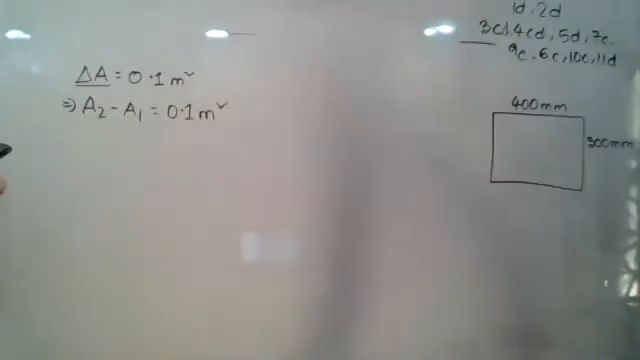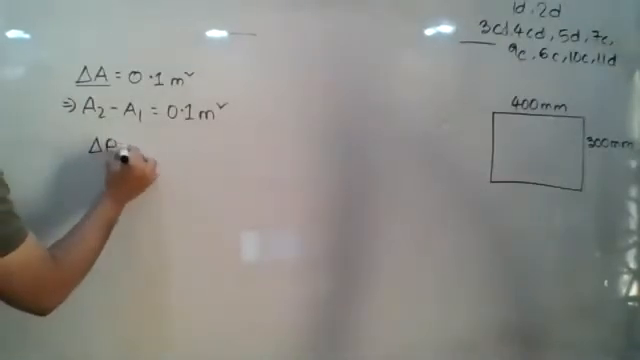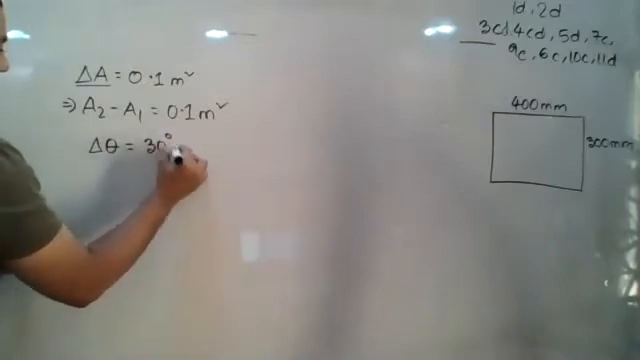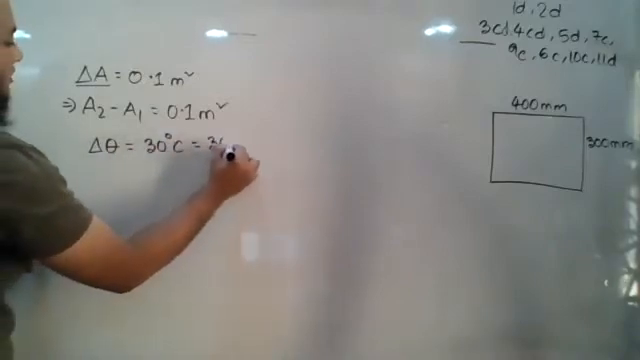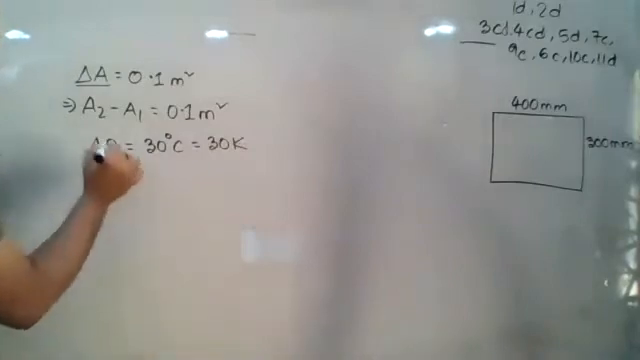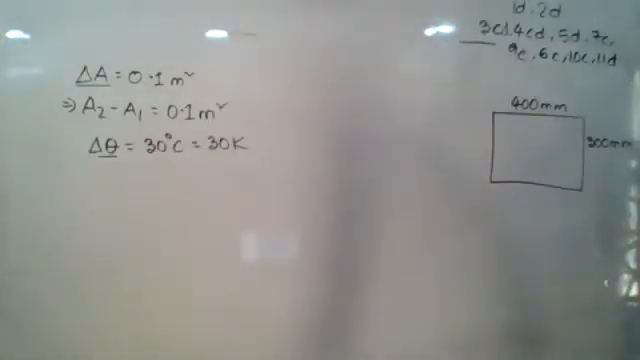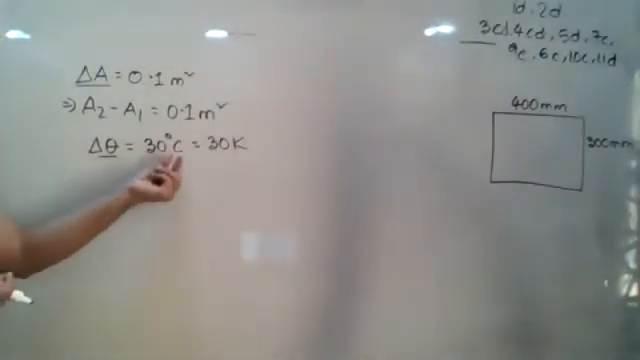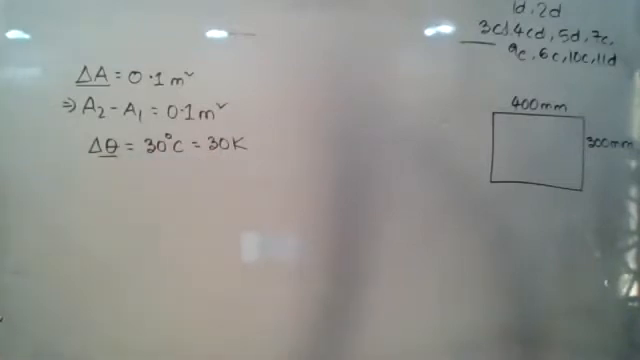For the raise of temperature of 30 degrees Celsius, that means delta theta, temperature change is 30 degrees Celsius, which can also be written as 30 Kelvin, because I showed you that when we are calculating the change of temperature, the degree Celsius and Kelvin scale give the same reading. In part C, they are asking to find out the coefficient of linear expansion of the metal piece.